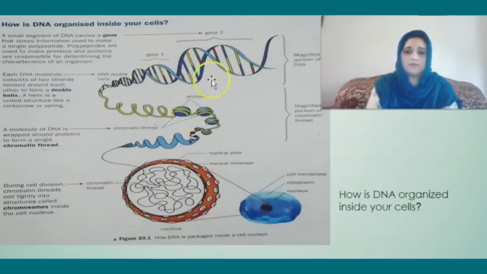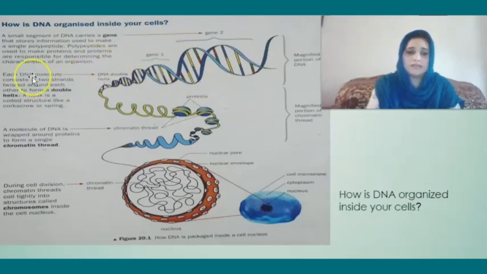So here is the slide that shows how DNA is organized in your cells. Starting from here, there is the magnified portion of the DNA, where gene 1 and gene 2 are shown. A small segment of DNA carries a gene that stores information used to make a single polypeptide. Polypeptides are used to make proteins, and proteins are responsible for determining the characteristics of an organism. I have already discussed the role of a gene in my previous slide. So this is the magnified portion of the DNA.